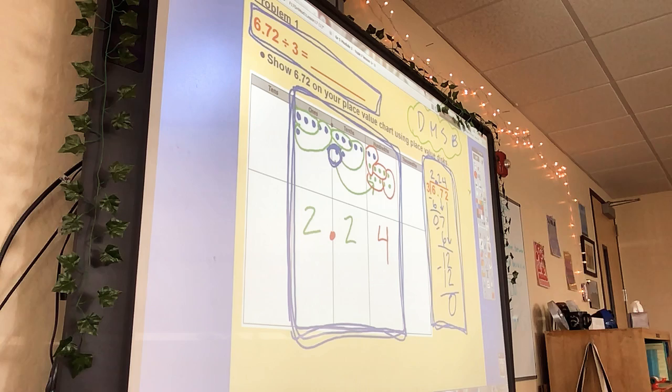Groups of 3. So 3 dots, circle it, 3 dots, circle it, you know. Does that help?